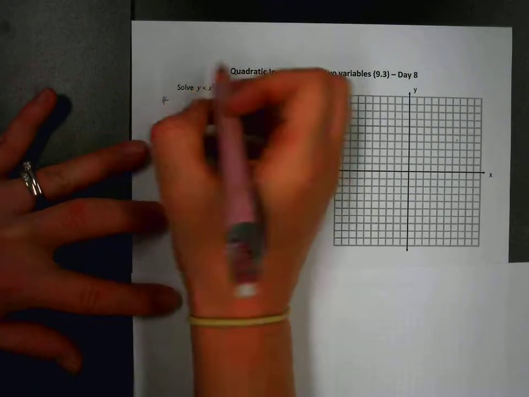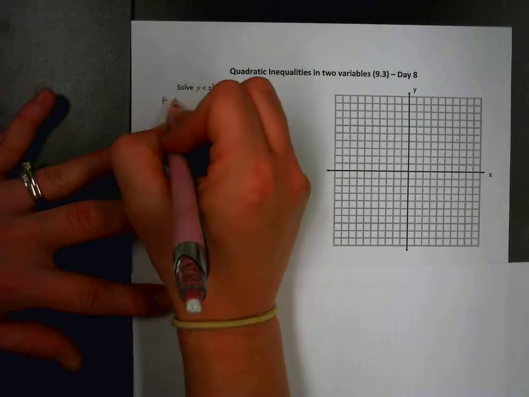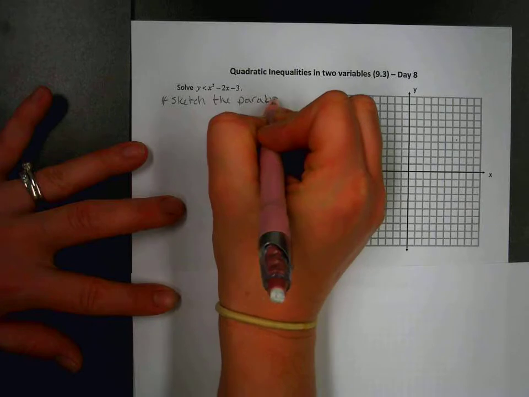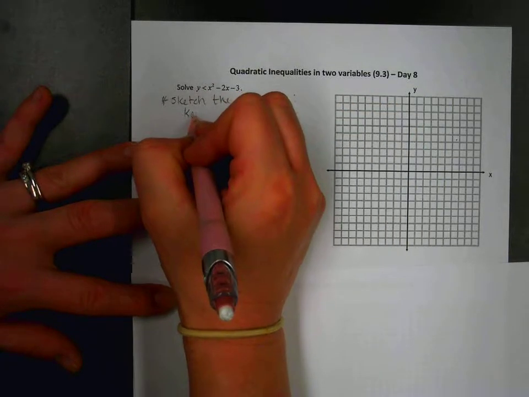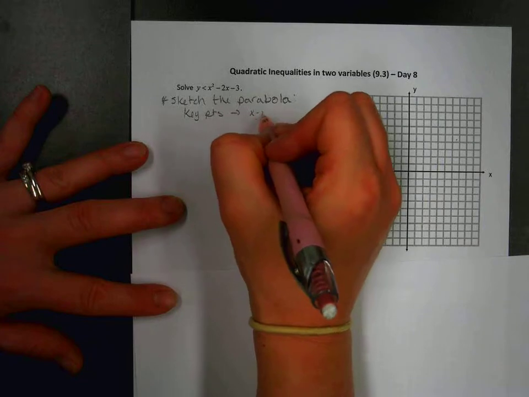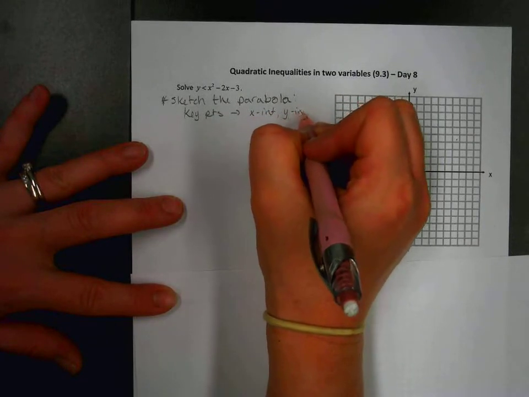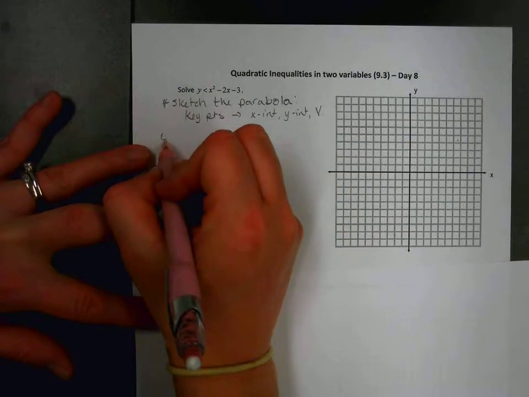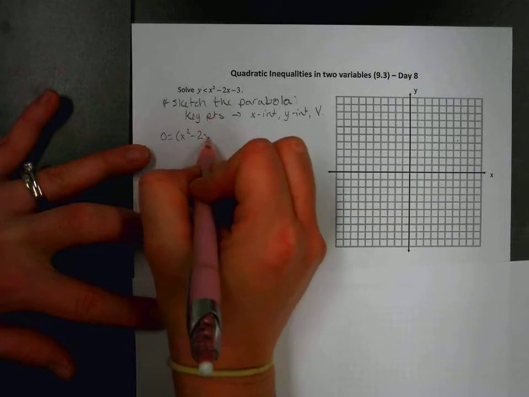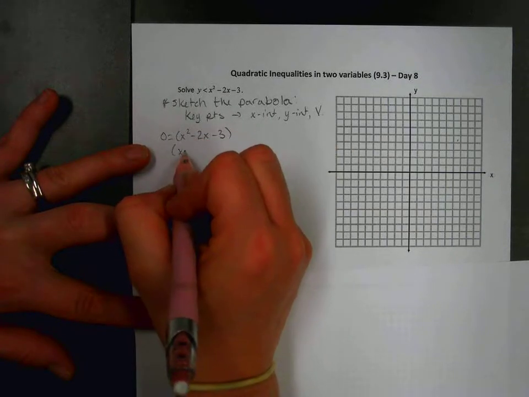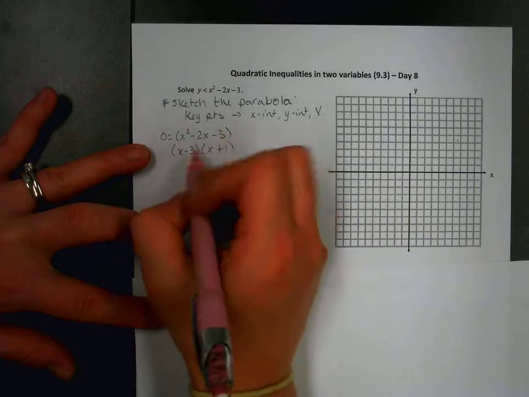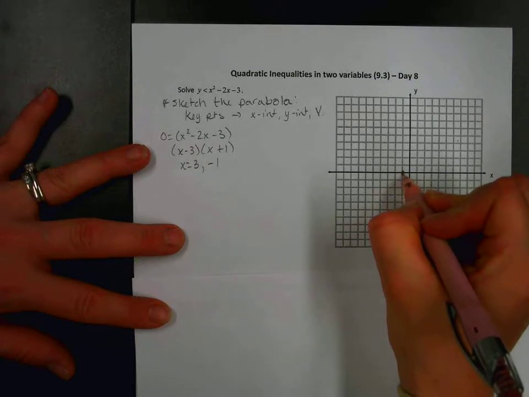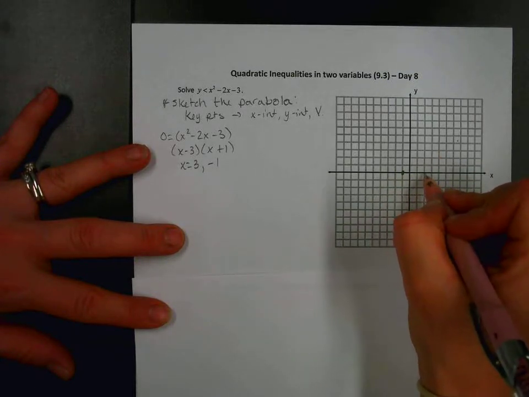Okay. First, in order to sketch this parabola, some key points you need to find, obviously, would be the x-intercepts, the y-intercept, and the vertex. Okay, x-intercepts, fairly straightforward. You're just solving this equation for x when y is equal to 0. So I'm going to factor this. We've done this so many times. So my x-intercepts occur at -1 and +3.